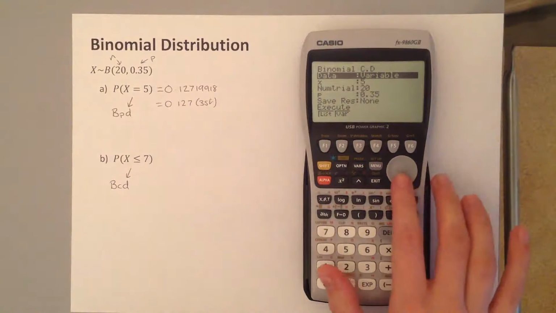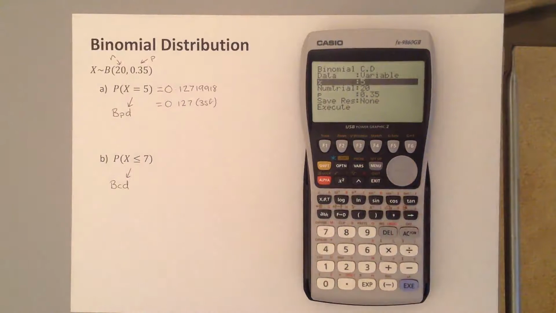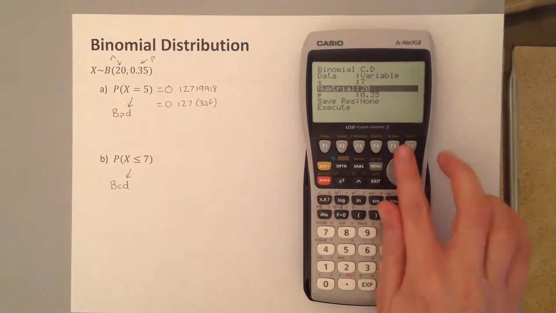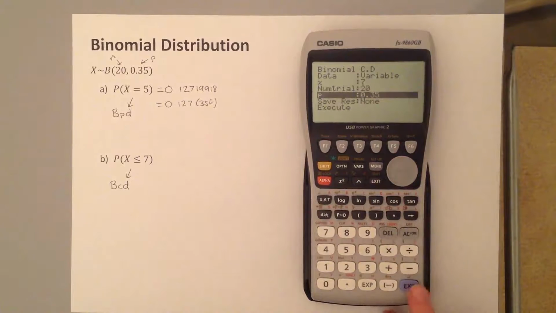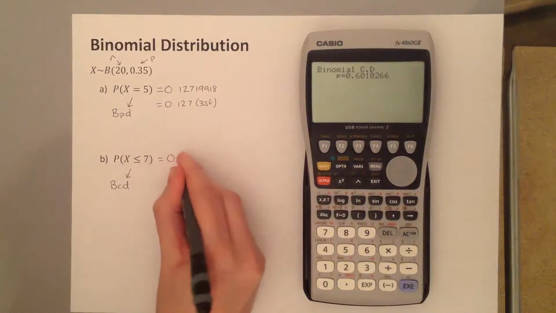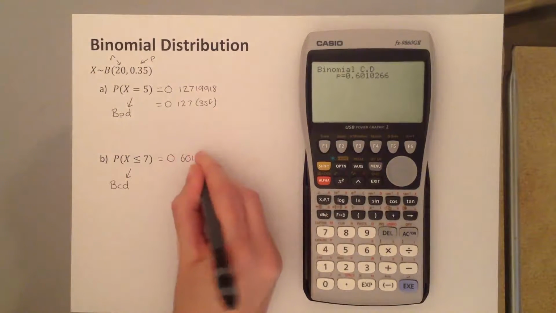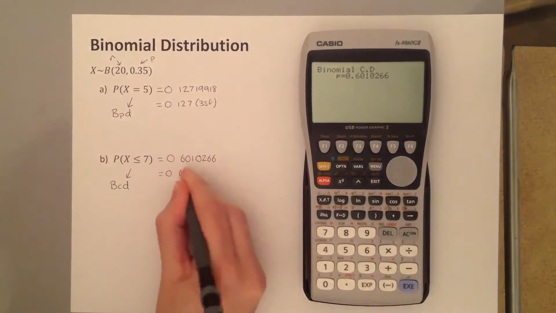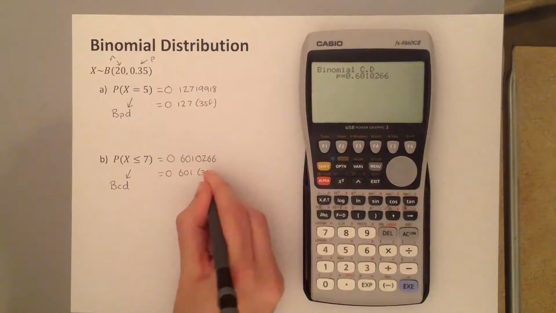So this time I need to type in my x, so it would be less than or equal to 7, so I type in the 7, and the number of trials and the probability have remained the same from previously, so I don't need to change them, but you may do, so double check your question. And again, if I press execute, it should give me the probability that I'm after, which is 0.6010266, and again you should round it to 3 significant figures.